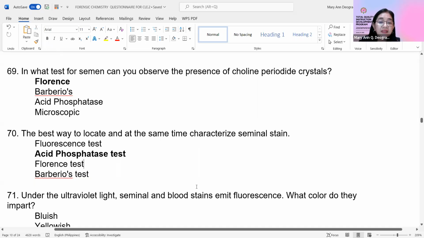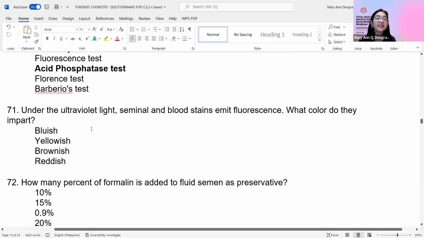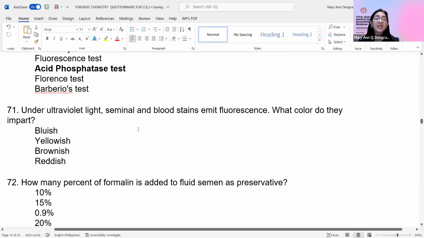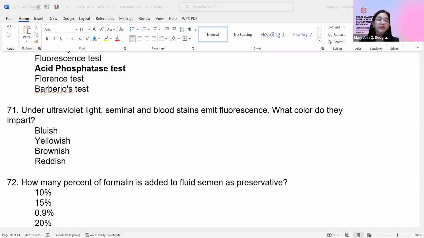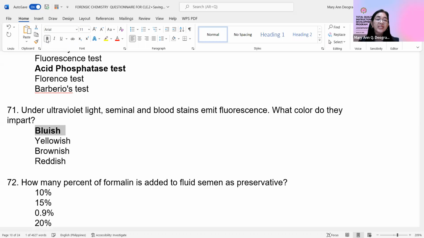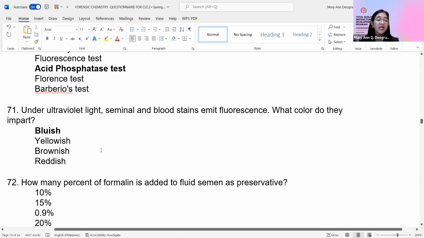Number 71. Under the UV light, seminal and blood stains emit fluorescence. What color do they impart? Bluish. Ayan. Nabanggit ko kasi ito kanina. So, it's bluish. Yellow tsaka blue lang yung pagpipilian nyo naman dyan eh. Take note guys, ang yellow lang naman na fluorescence is for the vegetable fibers. So, animal fibers, blue yan.